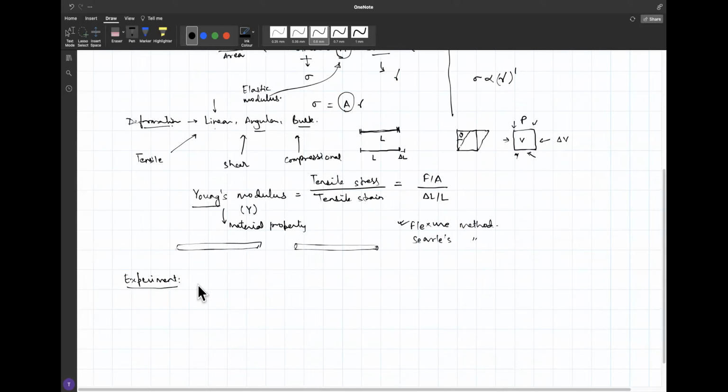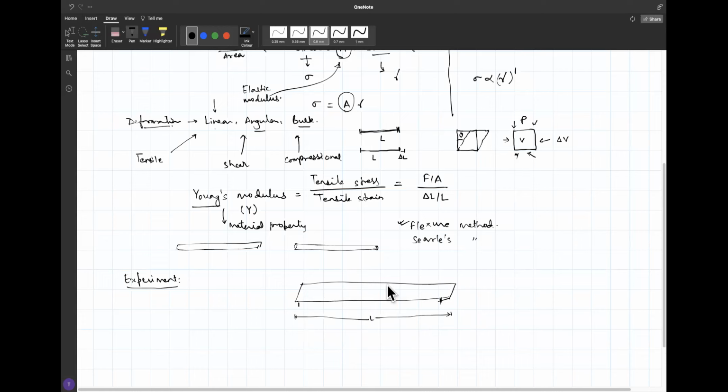So what is the experiment? We take a rectangular beam, which is a three-dimensional object, and it is placed on a table. It has a certain length, and there is no force applied on it at the moment.